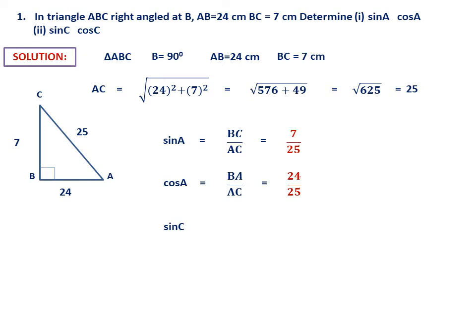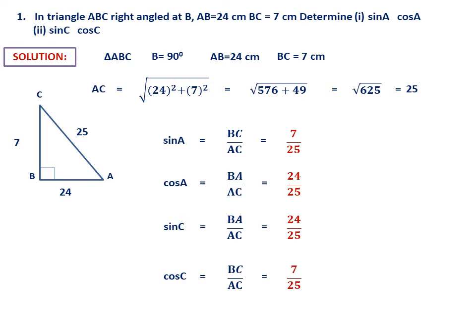The second part of the question is we have to find sin C. Sin C will be equal to, for angle C, opposite side is BA. Therefore it is BA by AC. So that will be equal to 24 by 25. Similarly, cos C will be equal to, for angle C, adjacent side is BC. Therefore it is BC by AC. So that will be equal to 7 by 25.